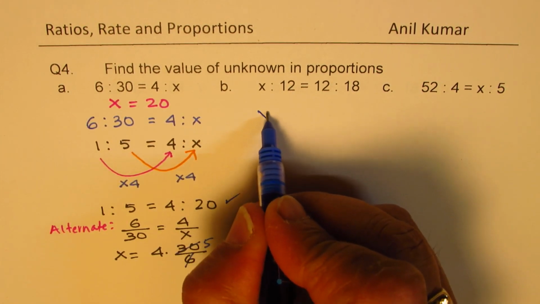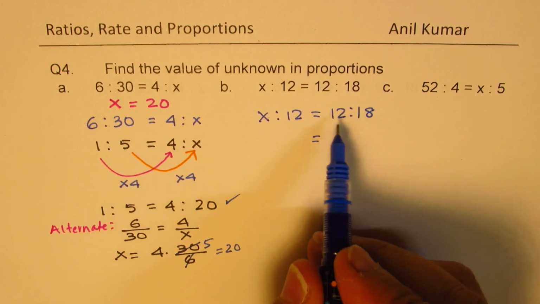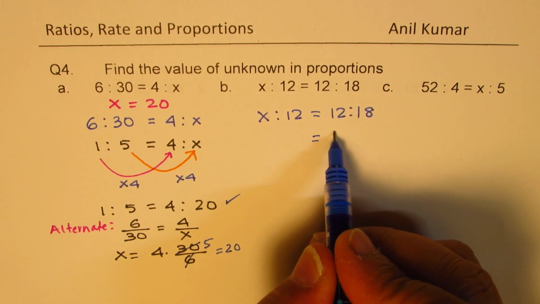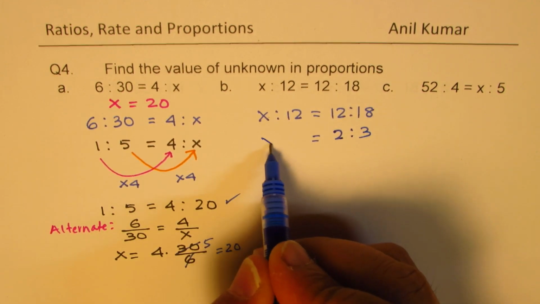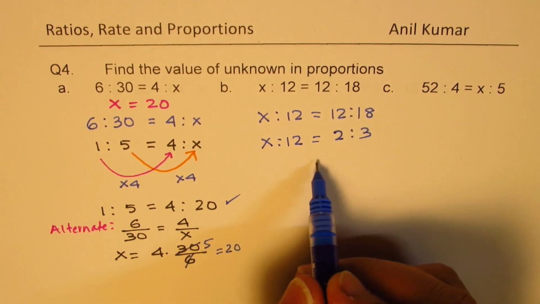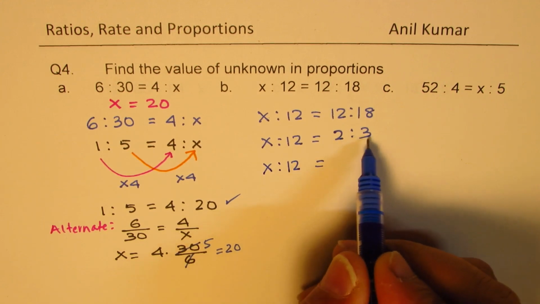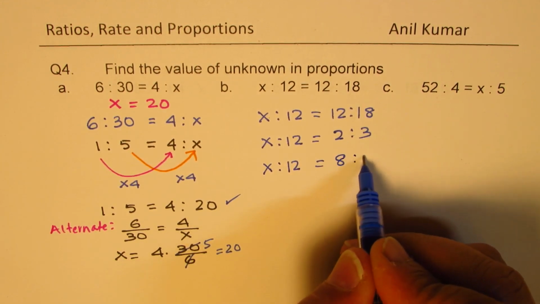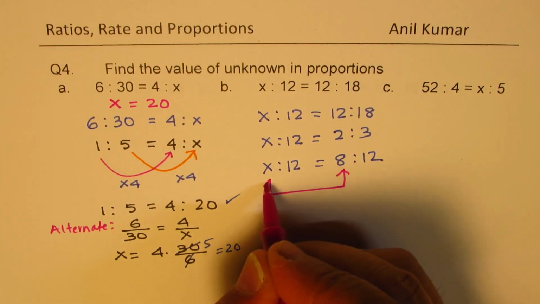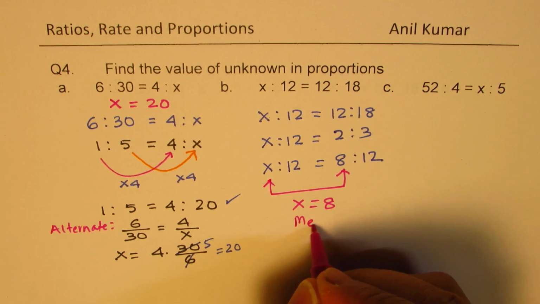So now we have x is to 12 equals 12 is to 18. So it's a good idea to reduce these terms to the lowest term. So 12 and 18 can be divided by 6. So I get 6 times 2 and 3, right? So we have x is to 12 equals 2 is to 3. Now to make 3 as 12, what should I do? To make 3 as 12, so this is an alternate method, right? I have to multiply by 4. So we get 8 is to 12. And from here, you can compare and say that x is equal to 8, right? So that becomes another method. So this is our method 3.